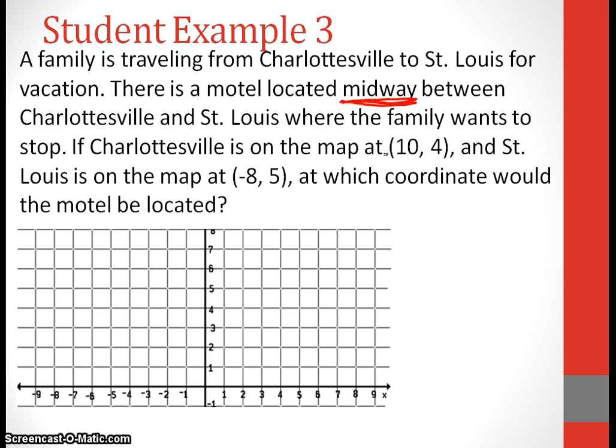All right, so now it's going to tell you where these points are on the map. Charlottesville is on the map at (10, 4). So I'm going to plot that point. Over 1, 2, 3, 4, 5, 6, 7, 8, 9, 10, up 1, 2, 3, 4. So here is Charlottesville on the map. And it says St. Louis is on the map at (-8, 5). So -1, -2, -3, -4, -5, -6, -7, -8, up 1, 2, 3, 4, 5. So this point right here is St. Louis, and I'm looking for the point that's midway between them where the hotel is that they want to stop.